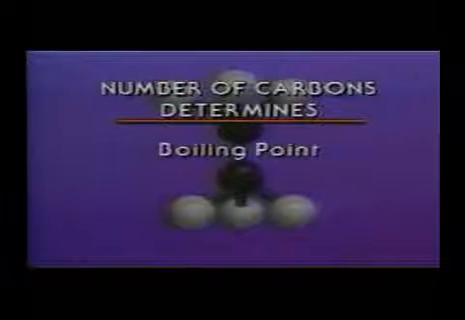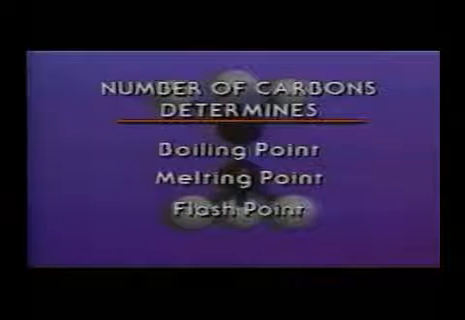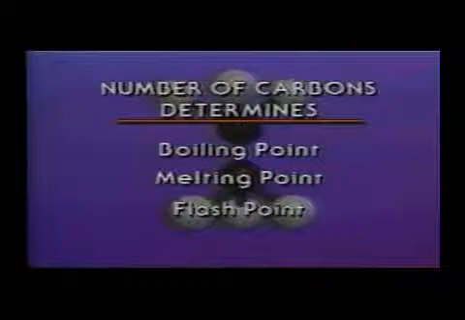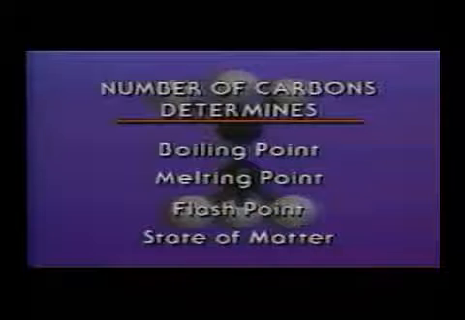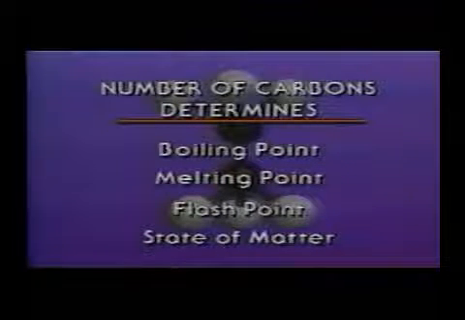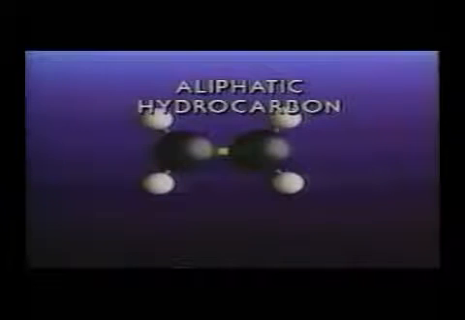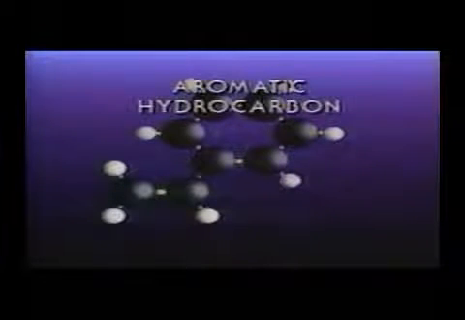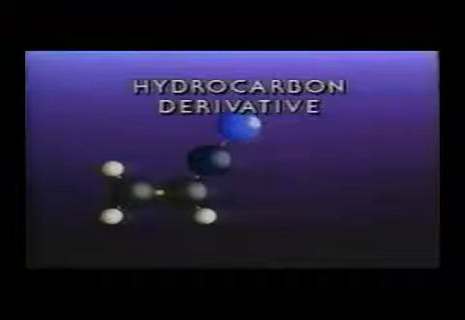In general, the boiling point, melting point, and flash point increase with an increase in the number of carbon atoms in a chain. The length of the chain also determines the state of the hydrocarbon at room temperature. Shorter chains are normally in a gaseous state. Longer ones are liquid. Hydrocarbons that bond in straight or branched chains are called aliphatic hydrocarbons. Those that bond in simple or complex rings are called aromatic hydrocarbons. If any atom in a hydrocarbon chain or ring is replaced with another atom or group of atoms, the new molecule is often called a hydrocarbon derivative.